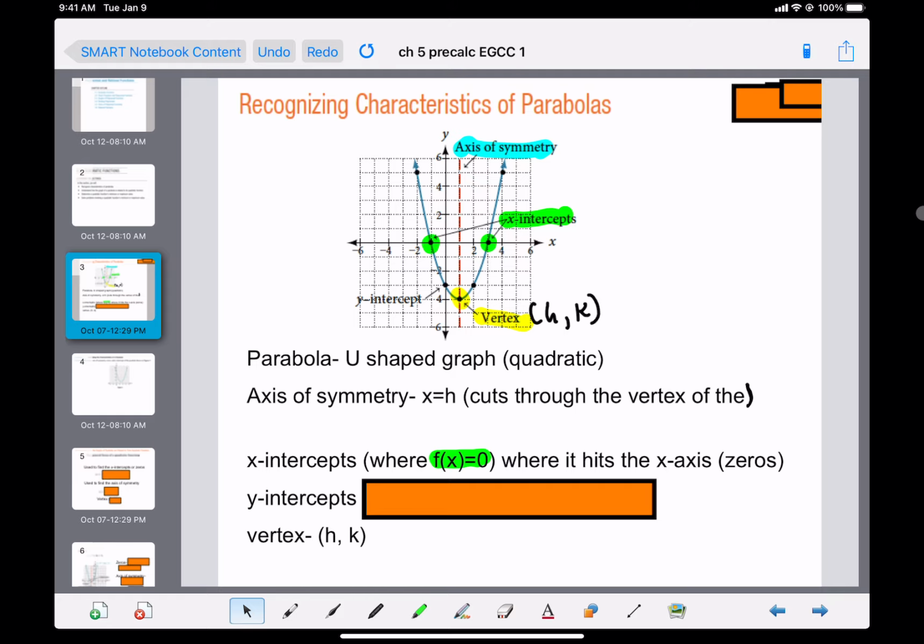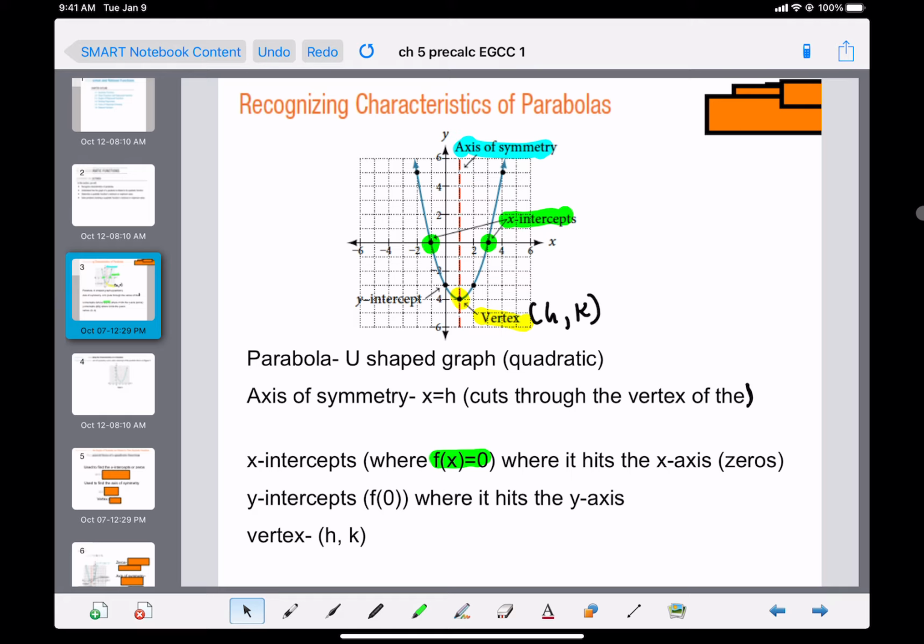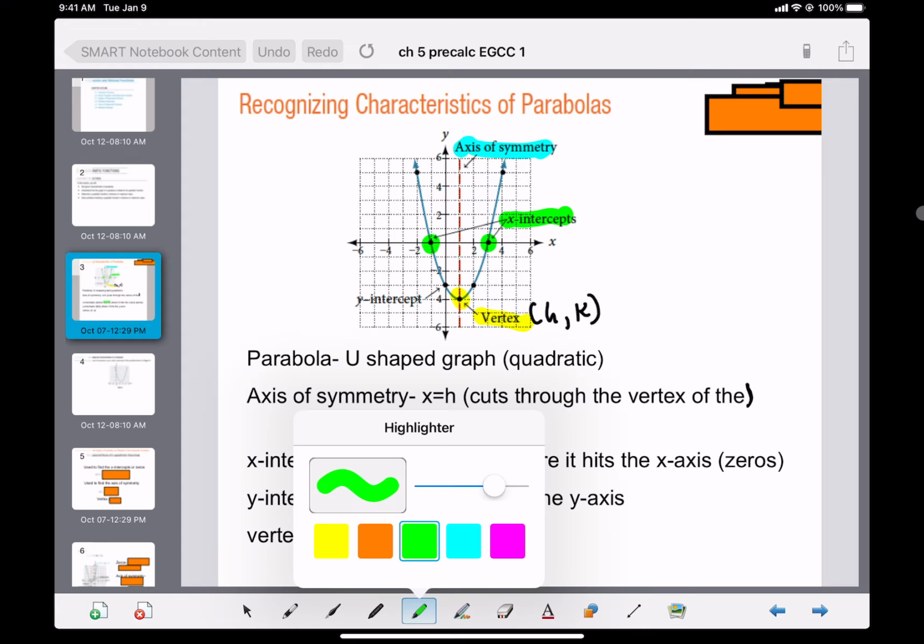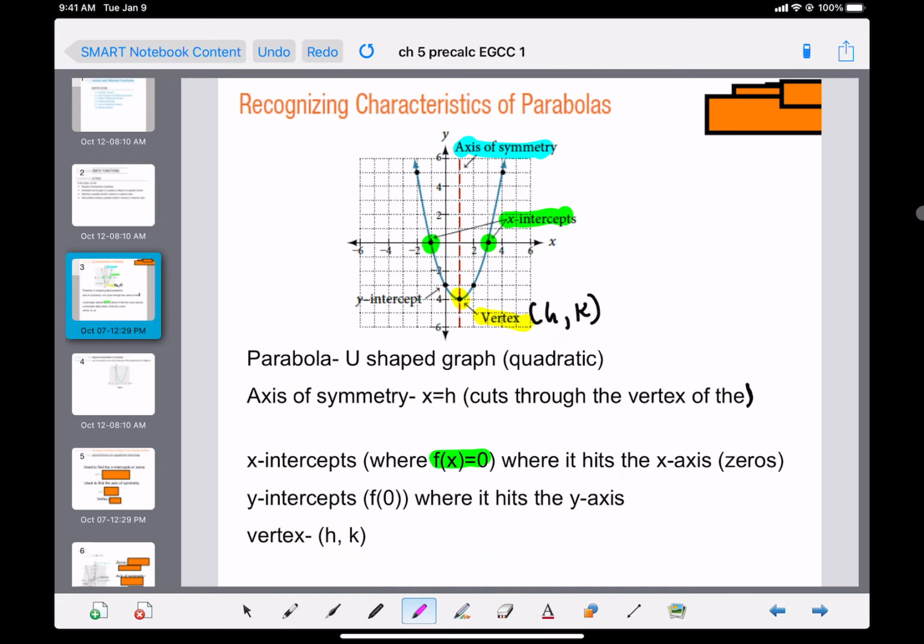And then the y-intercept is where you plug in 0. So it's where it hits the y-axis. And you have to plug in 0. So it's f of 0.